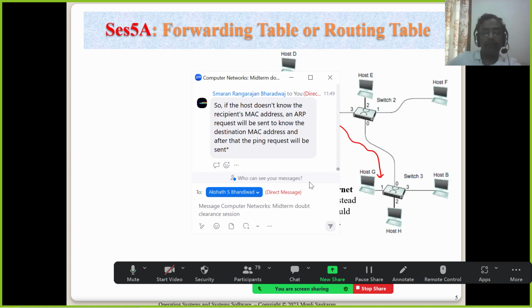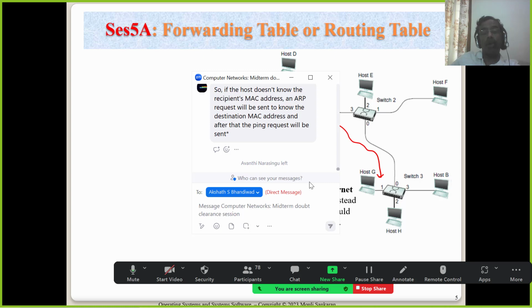I assume that you are trying to ping some host which is in the same LAN. That means the network ID is the same as your own network ID. Then it knows that it is somewhere in the LAN only, but it doesn't know where, whether it is this side of the bridge or that side of the bridge, or whether it is there or not. So it will send an ARP request as a broadcast.